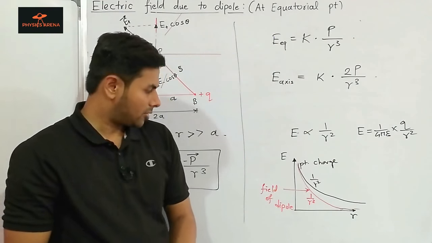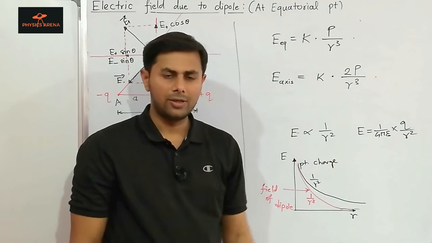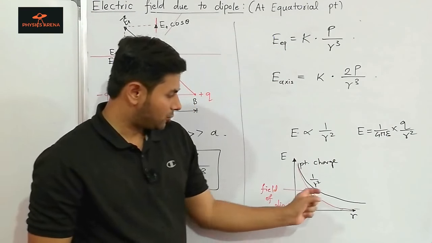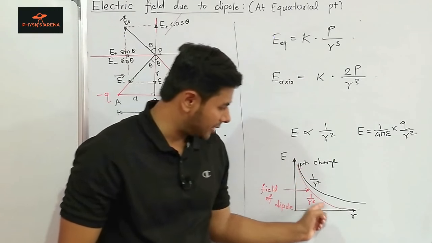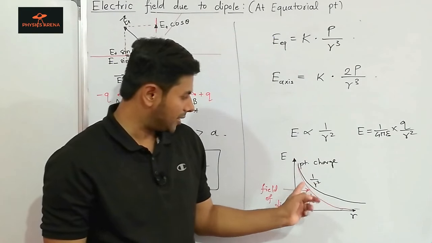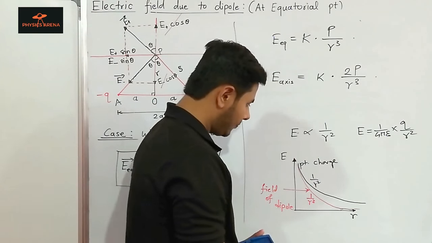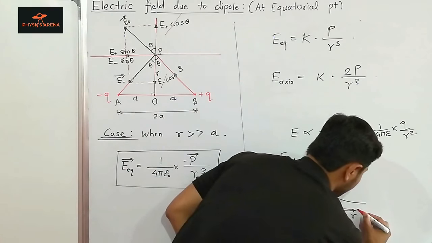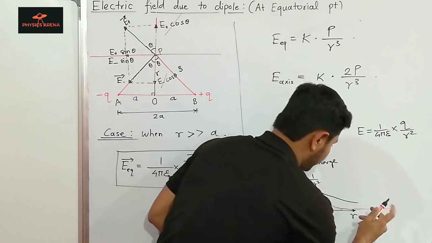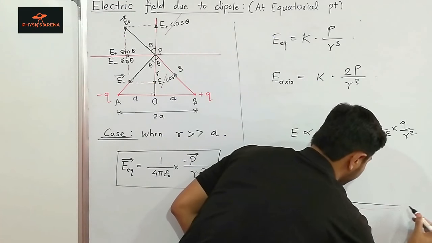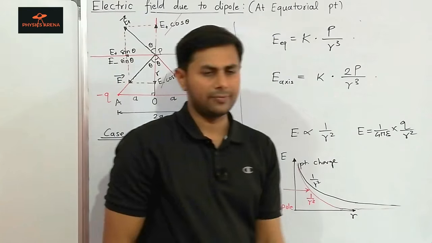Okay, now I have not drawn these curves to scale, but it should be clear that for a dipole the electric field decays much faster compared to the electric field of a point charge. Okay, so this falls very slowly to 0. So it is something like this.